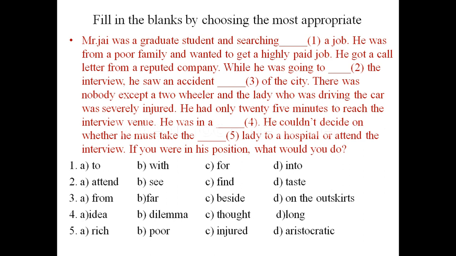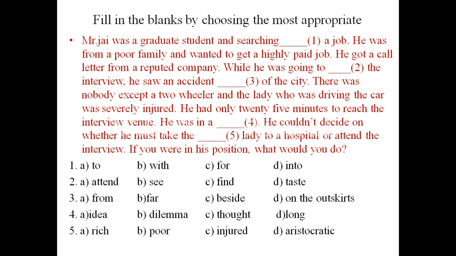Let us go to another slide. Fill in the blanks by choosing the most appropriate. This passage is taken from your textbook. I'll read it aloud and I'll explain the answers. Mr. J was a graduate student and searching dash a job. He was from a poor family and wanted to get a highly paid job. He got a call letter from a reputed company. While he was going to dash the interview, he saw an accident dash of the city. There was nobody except a two-wheeler and the lady who was driving the car was severely injured. He had only 25 minutes to reach the interview venue.